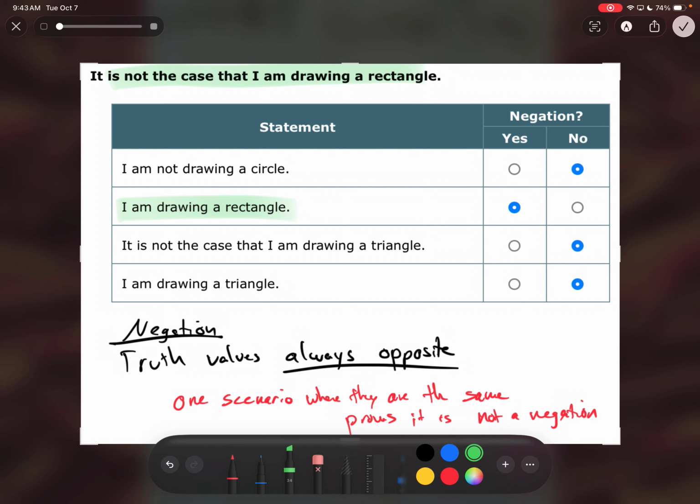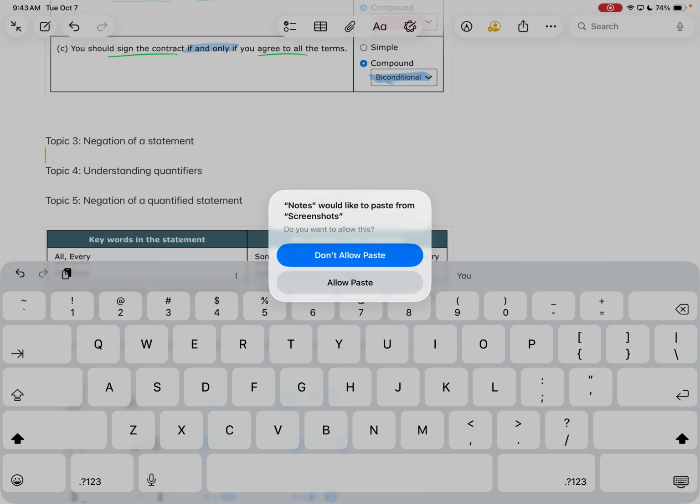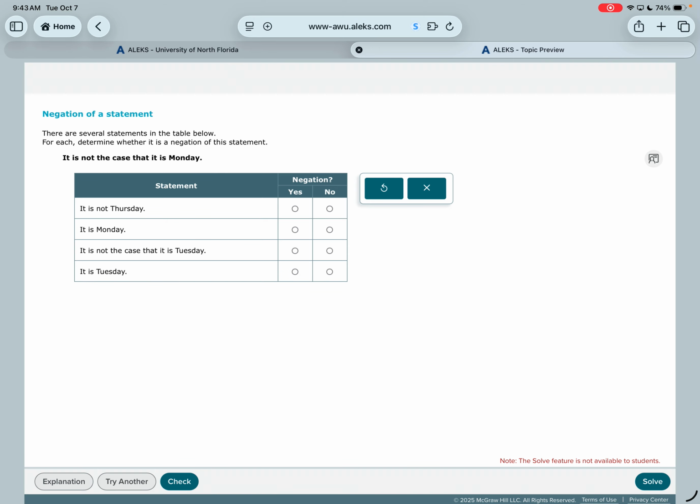Here's the one that messes with you a little bit. It is not the case that I am drawing a rectangle. Okay? So I'm not drawing a rectangle. If he says that I am drawing a triangle, oh man, this one's easy. Then it's true for both of us, right? We'd have the same truth value. I'm not drawing a rectangle, and he is drawing a triangle, so it could be true for both of us. So that is not a negation. We got the easy one there. Hopefully that made sense to you, but I got to get to this one where it's tricky. I don't like that it is not the case.